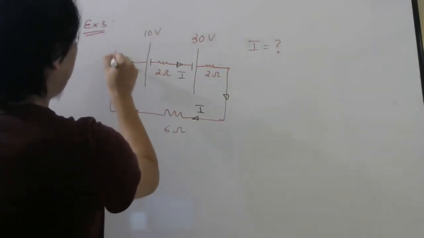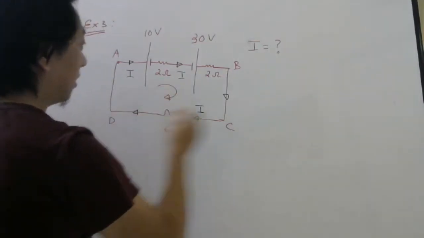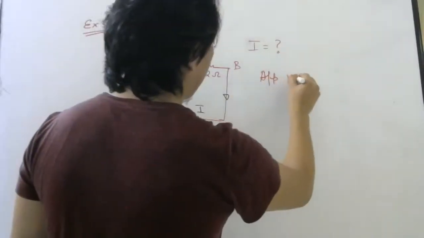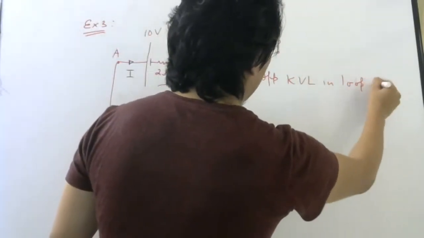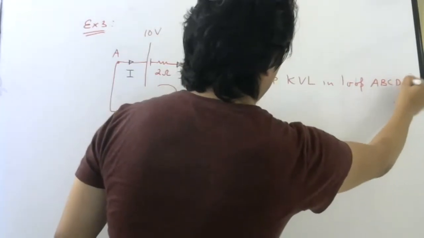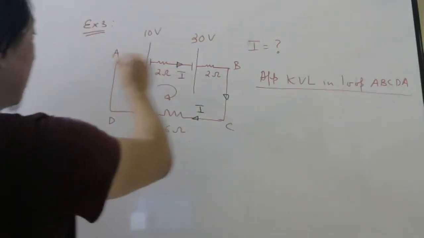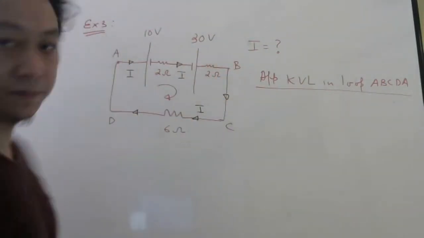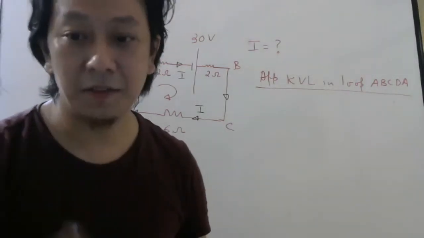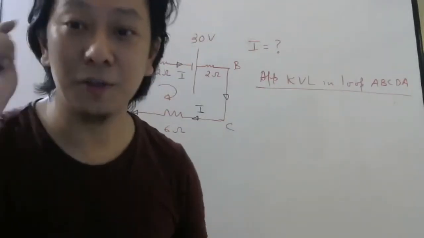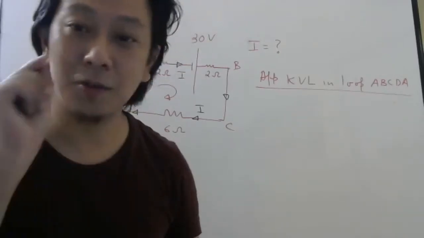Let me start from this point. A, B, C, D, A. I will move this way. So applying KVL in loop A, B, C, D, A. Start from point A, come back to point A. If there are batteries, write EMF as potential difference. If there are resistors, write current into resistance. For battery, EMF. For resistor, current into resistance.